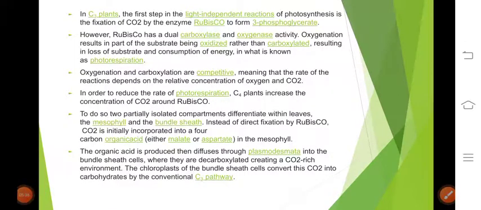In C3 plants, the first step is the Rubisco enzyme converting carbon dioxide into 3-phosphoglycerate, as we have seen earlier. Now this Rubisco has a dual nature, that is, it can fix both carbon dioxide and oxygen. So if the oxygen level is higher, Rubisco will carry out another process called photorespiration. To avoid that, C4 plants undergo this cycle to increase the concentration of CO2 around the Rubisco.